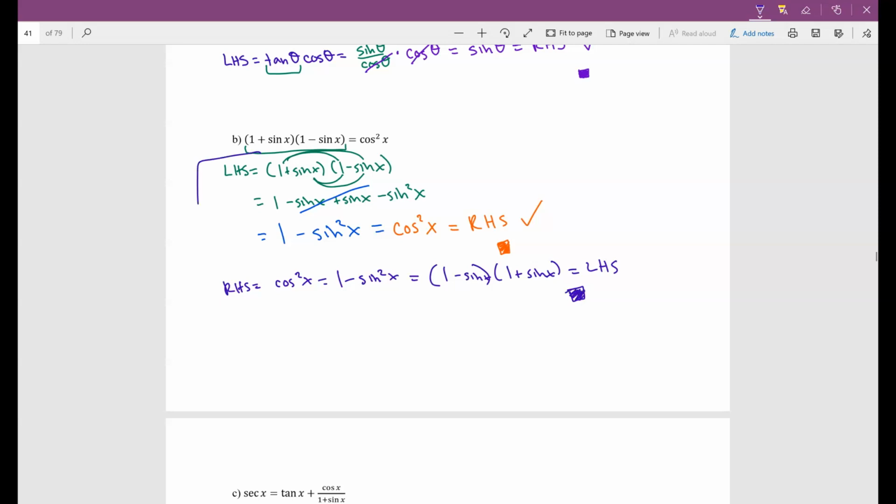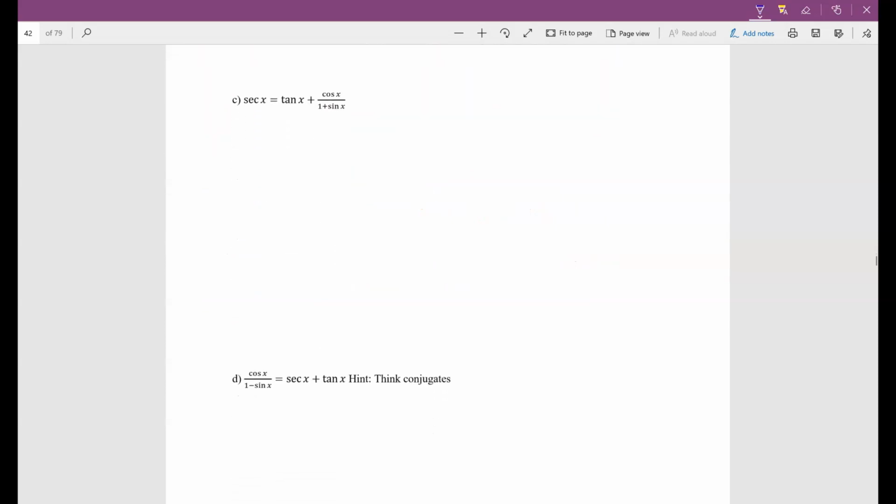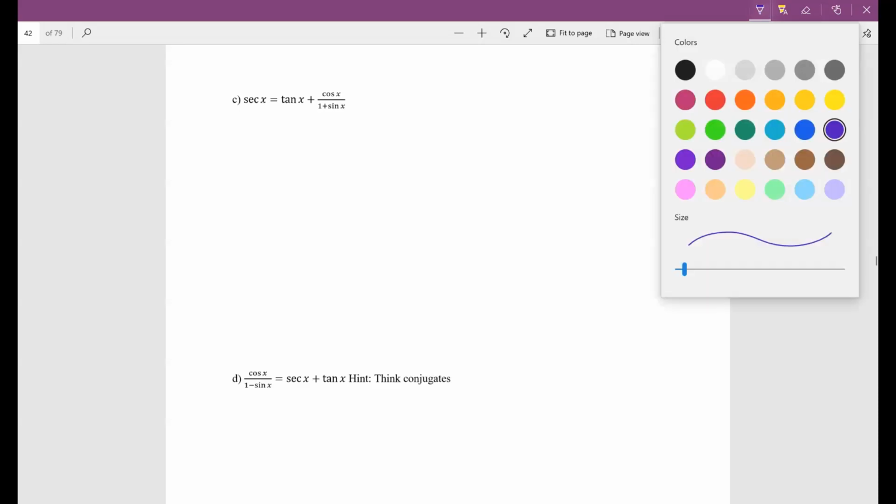So you could either have done this one or you could have done that one. Okay? It really just depends on whichever you feel more comfortable with. But usually working with the hardest side is the ideal way to do it. Okay. Now let's do this one. Let's say we wanted to do secant x is equal to tangent of x plus cosine x divided by 1 plus sine x. Okay, so here you have many different options.